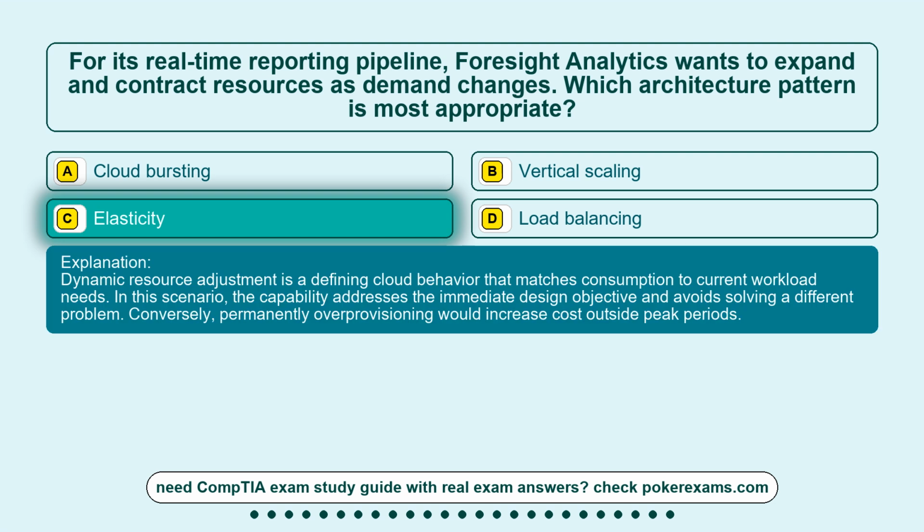Dynamic resource adjustment is a defining cloud behavior that matches consumption to current workload needs. In this scenario, the capability addresses the immediate design objective and avoids solving a different problem. Conversely, permanently over-provisioning would increase cost outside peak periods.